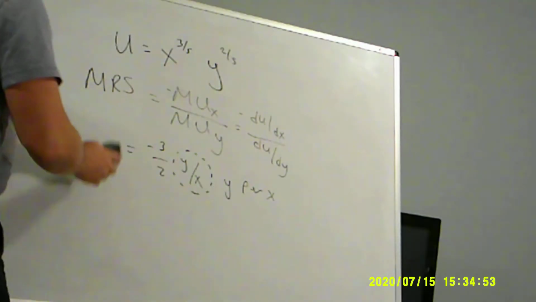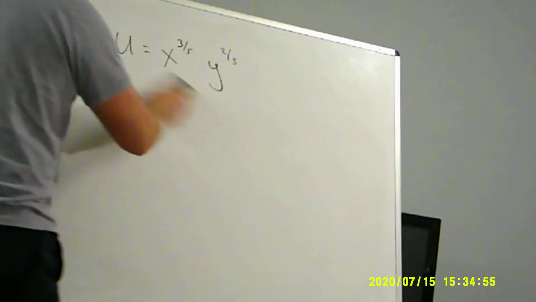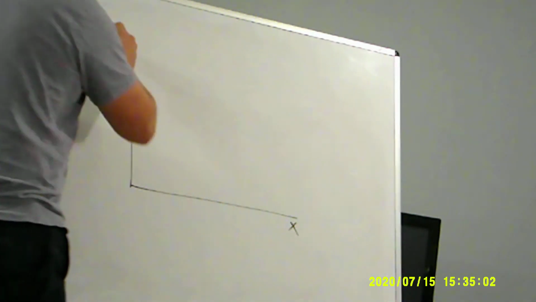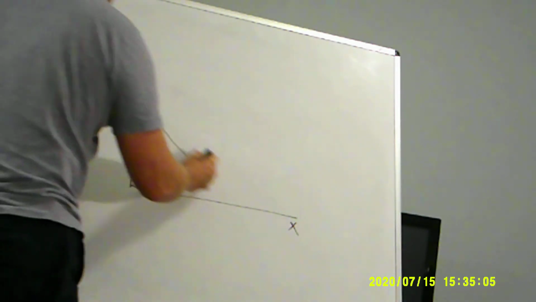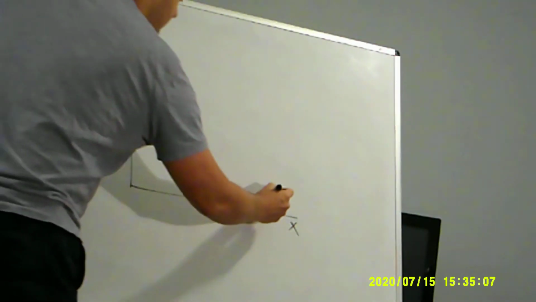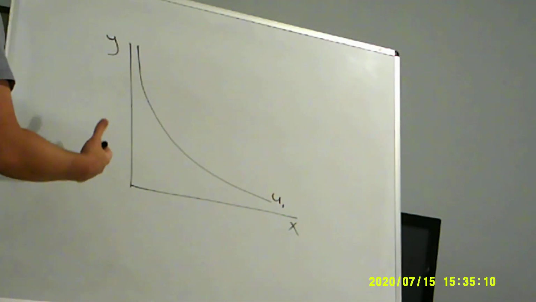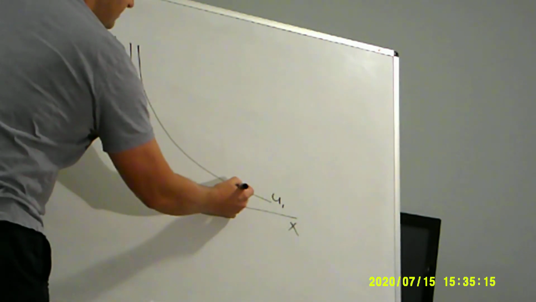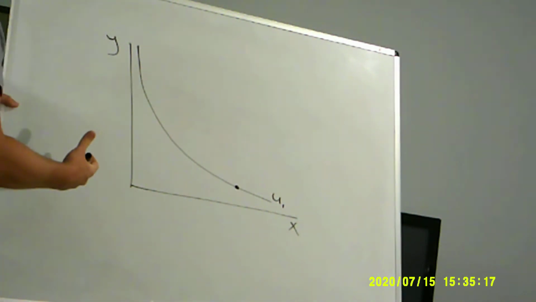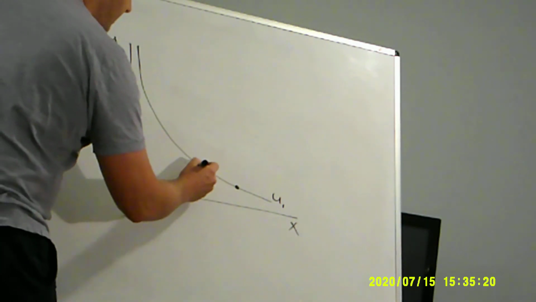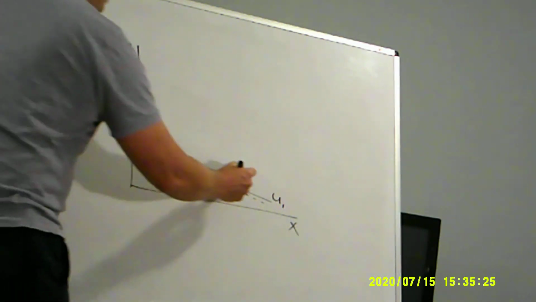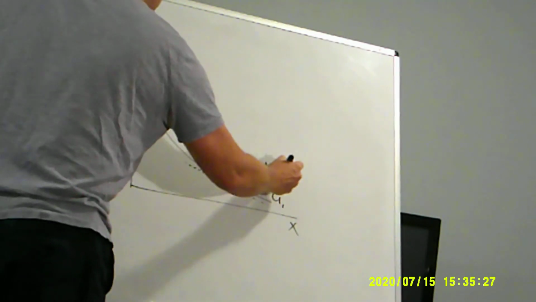So if we think about this graphically, what this means is that as I find a consumer on a particular indifference curve that corresponds to a utility level, the marginal rate of substitution when they have a lot of X and not much Y, and I can calculate that by taking the slope of the tangent line to that indifference curve, this number is pretty close to zero.